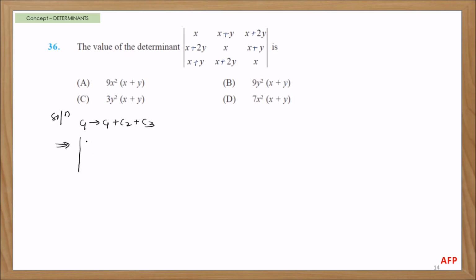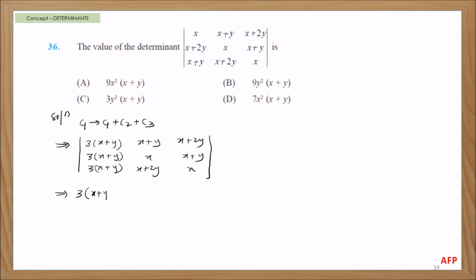This implies 3x plus 2y, 3y. Okay, 3 is common, I think so. 3x plus y, 3x plus y we got. So x plus y, x plus 2y, x plus 2y, x plus y, x. 3 times x plus y, 1 1 1.